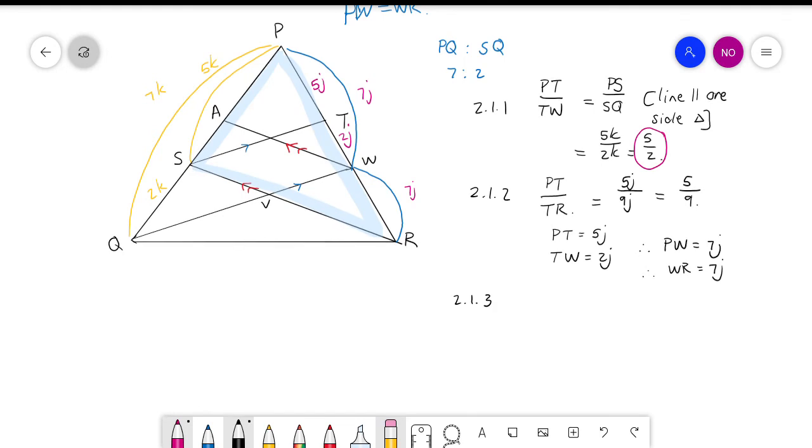2.1.3. They're looking for PA. I was expecting that. Because I was trying to figure out PA the whole time. SQ. Don't have AC, so you can't do PA. It's okay, we can. Look at the blue highlighted triangle. On the right-hand side, you have everything you need for that. So PT. Okay, I'll tell you guys.